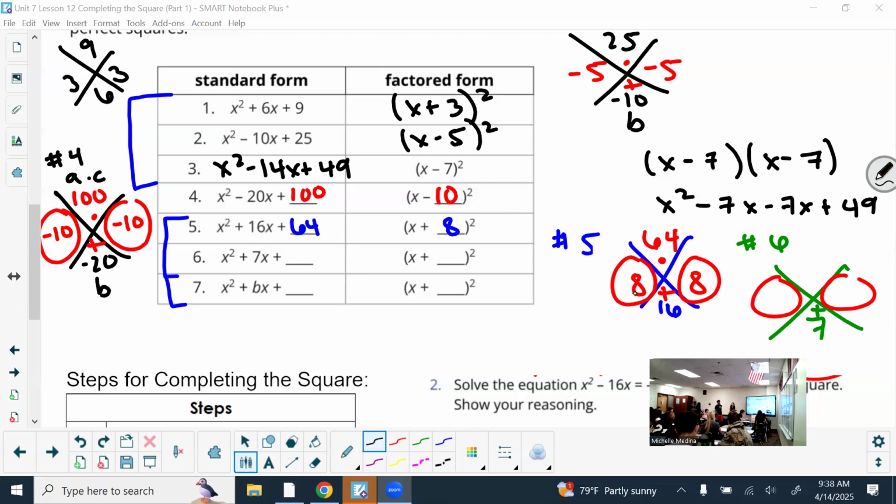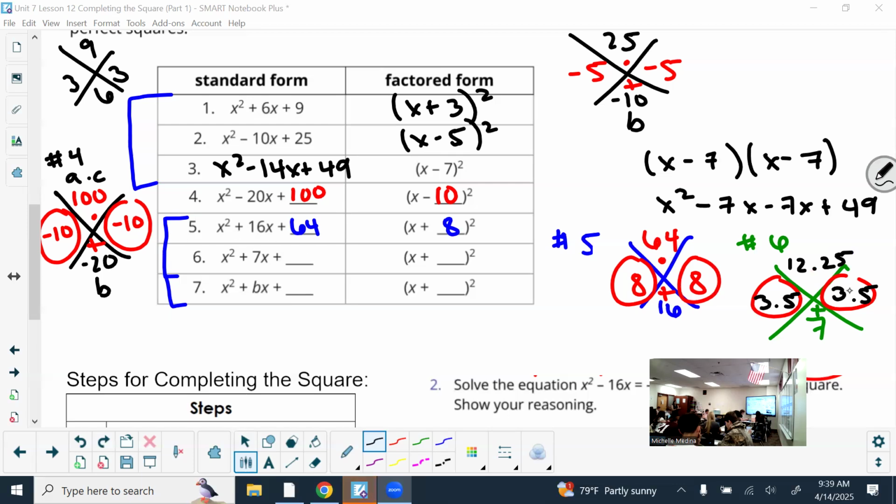16 divided by 2 is 8. Negative 20 divided by 2 is negative 10. What's 7 divided by 2? 3.5. Which I know is unusual because normally when we do the diamond method, I say we don't want the decimal ones. But that's the only way to make it a perfect square out of this B value. And then the top would have to be these times each other, which I remember from earlier is 12.25.